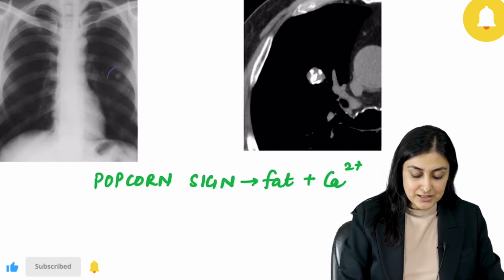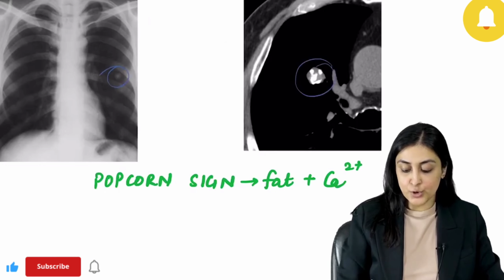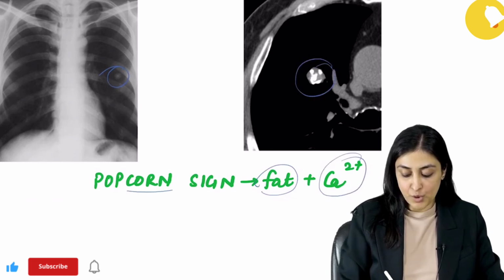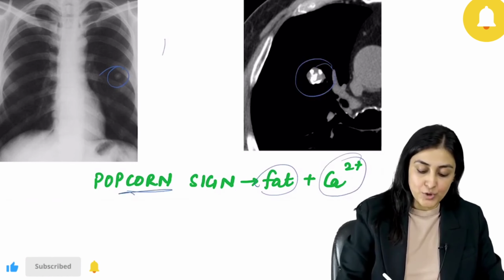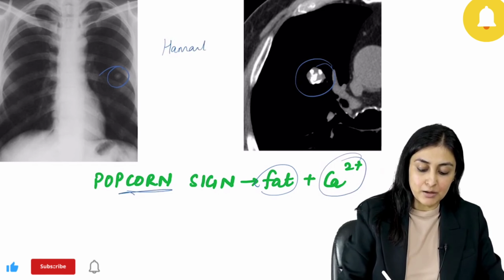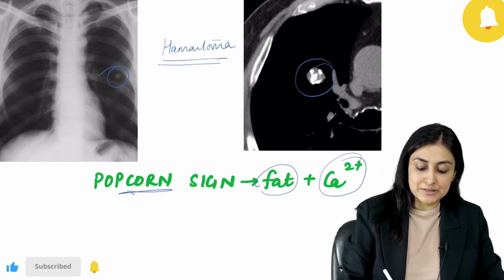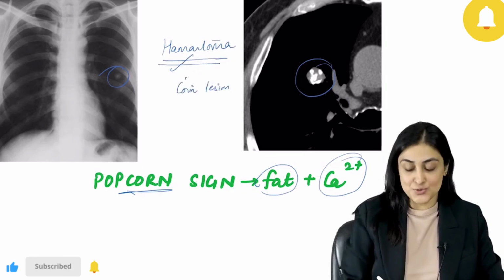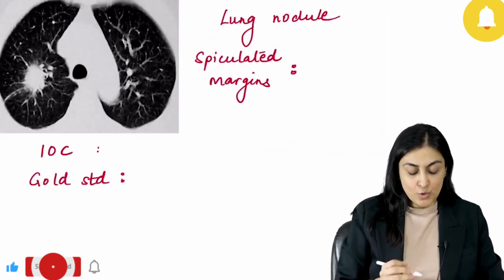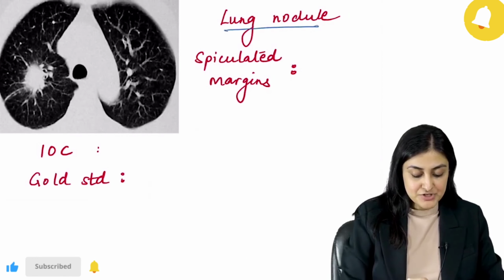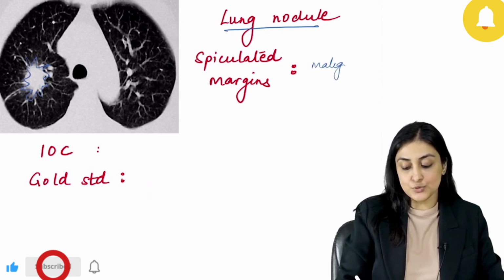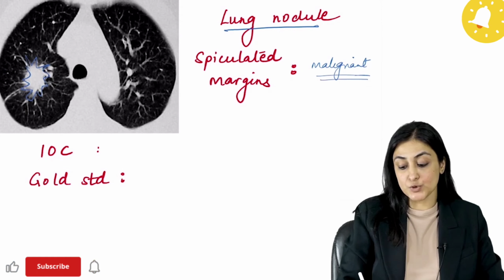One more lesion, when you see a nodule in the lung which has fat, which has these stippled, popcorn sort of calcification, I want you to think of a pulmonary hamartoma. So, this is how a pulmonary hamartoma will appear, the most common benign lesion of the lung. It was also called a coin lesion. On the other hand, when you see a nodule which has these spiculated margins, this suggests that it's likely to be malignant, it suggests a poor prognosis.